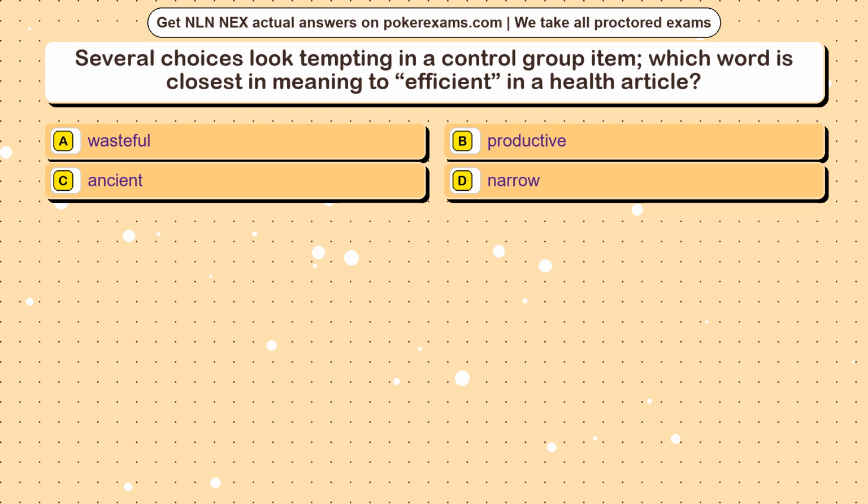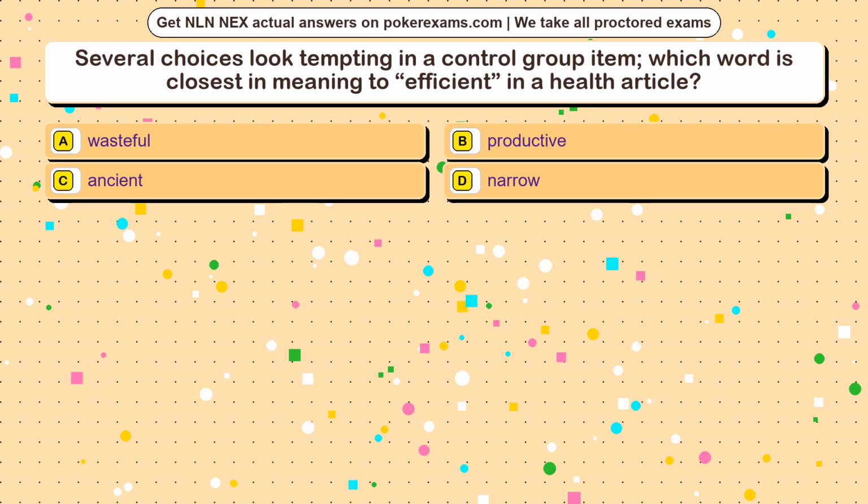Question 12. Several choices look tempting in a control group item. Which word is closest in meaning to efficient in a health article? Option A, wasteful. Option B, productive. Option C, ancient. Option D, narrow.